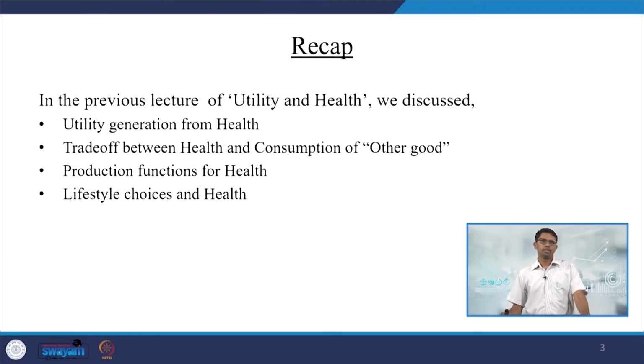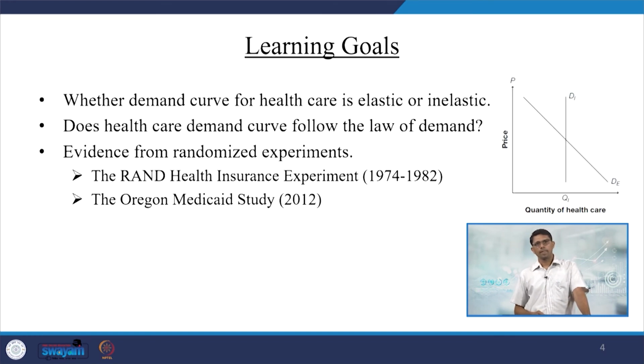with elasticities, etc. What we have done in the previous lecture, if you remember very well, we have dealt with the utility function, or with the level of utility with the trade off between health and consumption of other goods, etc., production function for health and lifestyle choices and health. Emphasis was given on health state dependence as well.